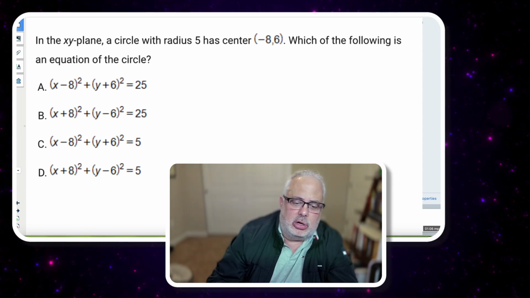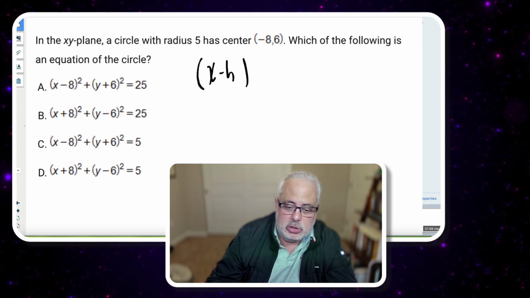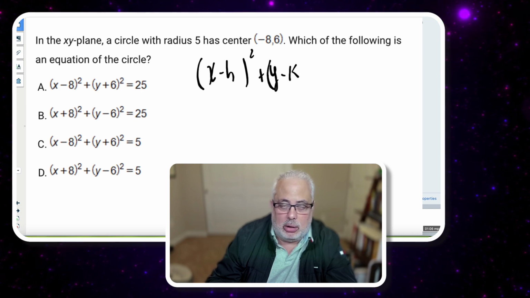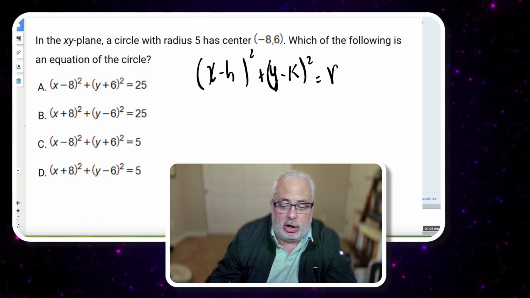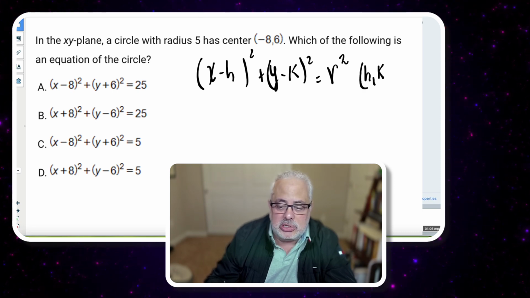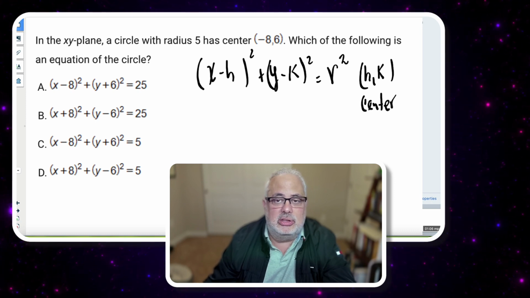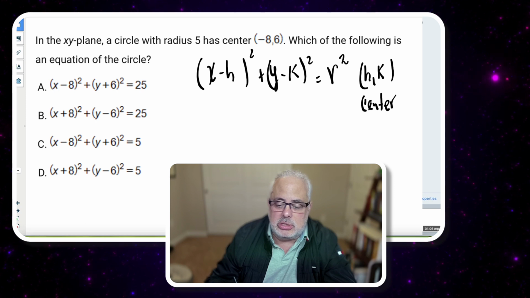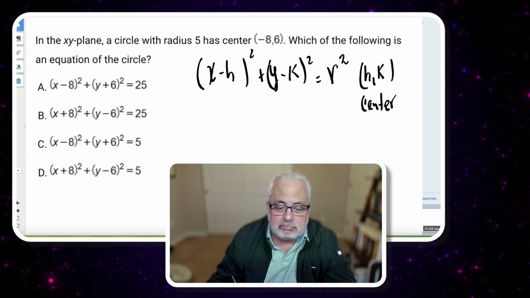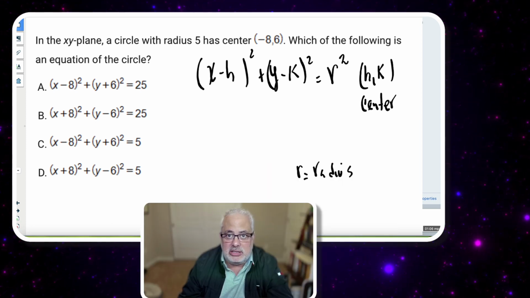The equation of the circle is x minus h to the power of 2 plus y minus k to the power of 2 equals r to the second power. h, k represents the center of the circle, just the center of the circle. And r represents the radius of the circle. So we have here the two elements. We have the radius 5 and the center -8, 6.